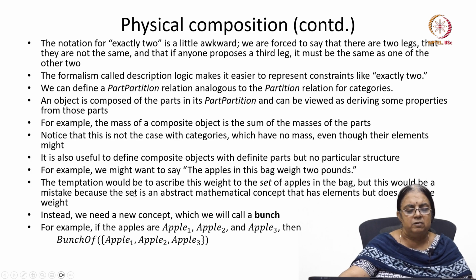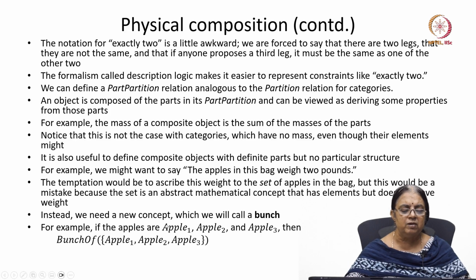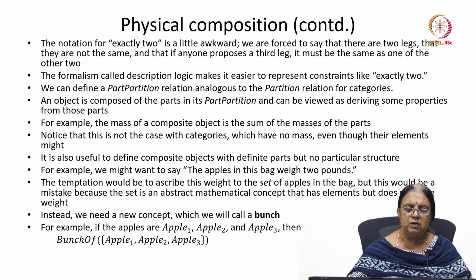When you're talking about a set of apples, you can't say the weight of a set of apples. So they use what is called the bunch. You have three apples, say apple 1, apple 2, apple 3. You can call it a bunch of and put all these apples together. It's something like saying all the apples in a bag together. Then you can talk about the weight of the apples, etc.